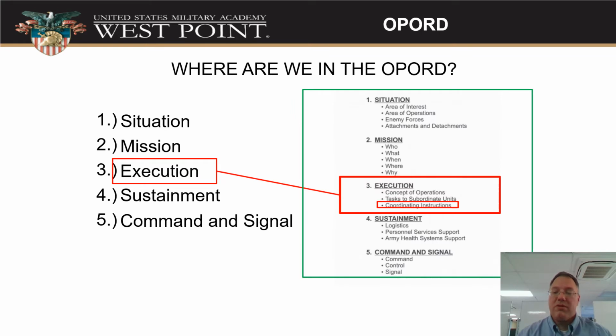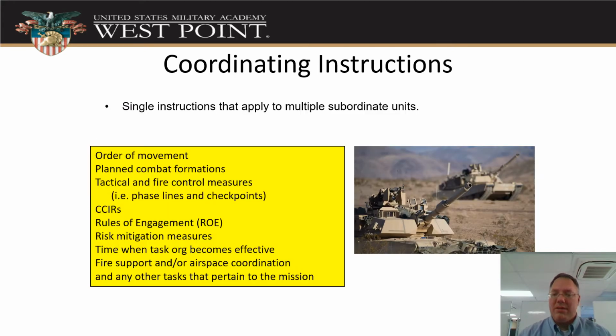All right, so first I want to start off with where we are in the op order. We're in paragraph 3, execution. Coordinating instructions is one of the sub-paragraphs that goes right under that, along with our concept of operations and our tasks to subordinate units. So what is a coordinating instruction?